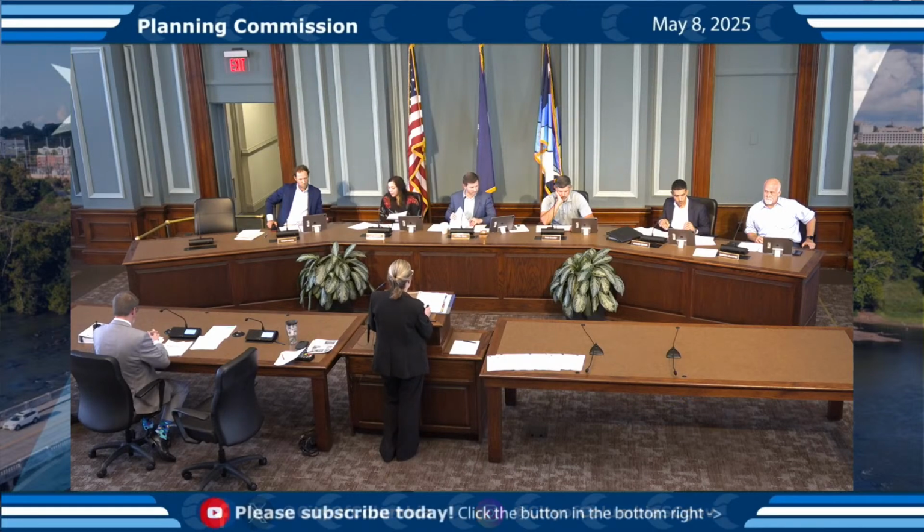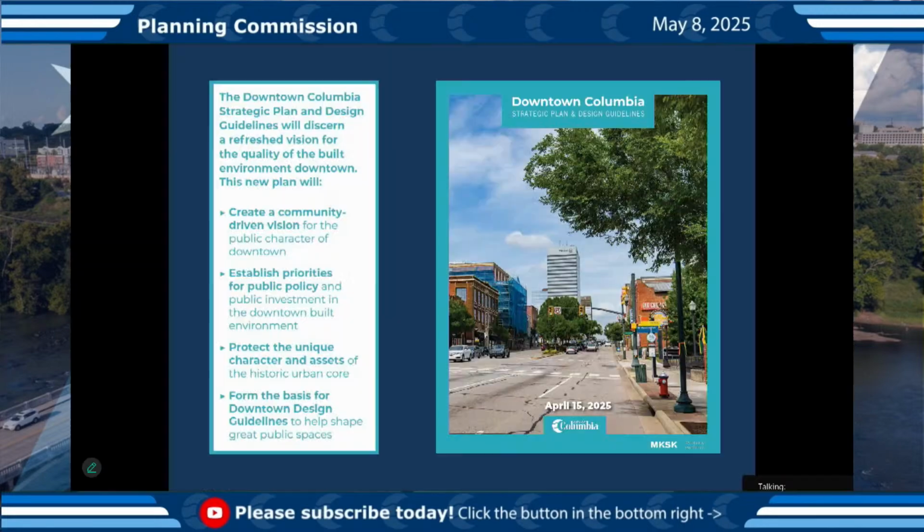This process was started in early 2024. Planning staff worked with a consultant team to discern a refreshed vision for the quality of the built environment downtown. As part of this review, the team examined many of the changes that occurred throughout the downtown in the last 25 years, because the last time the city center planning process was done was 1998, 99, and then the Innovista area was back in 2007 and 2009 for those planning guidelines. So one of the primary goals of this was not only to develop a strategic plan, but also a new set of guidelines for this geographic area.